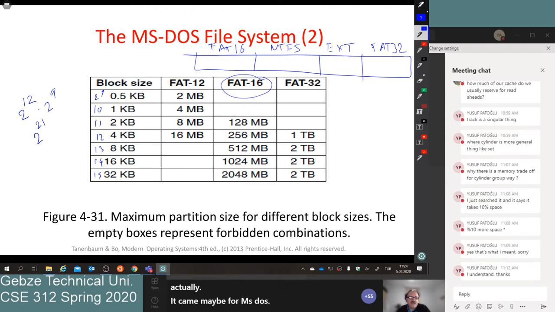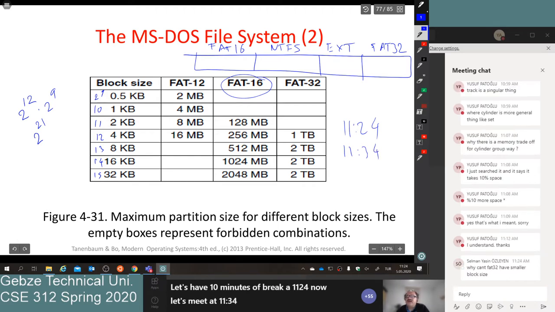Okay, good. Oh, I'm out of time. Let's have a 10-minute break. It is 11:24 now. Let's meet at 11:34. And when we come back, I will start answering Salman's question: why can't FAT32 have a smaller block size? We'll talk about it.